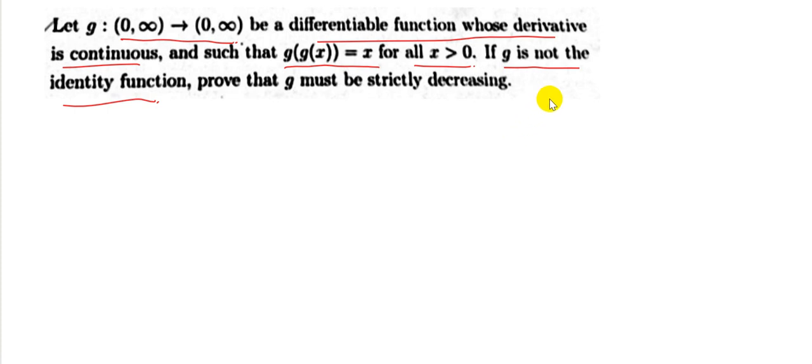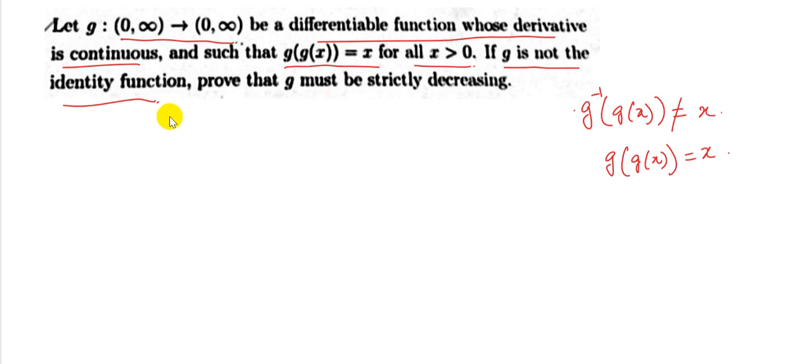That means it is not that g of x is equal to x, but g of g of x is equal to x. So it is not an identity function, and we have to prove that g must be strictly decreasing in the positive domain of x.